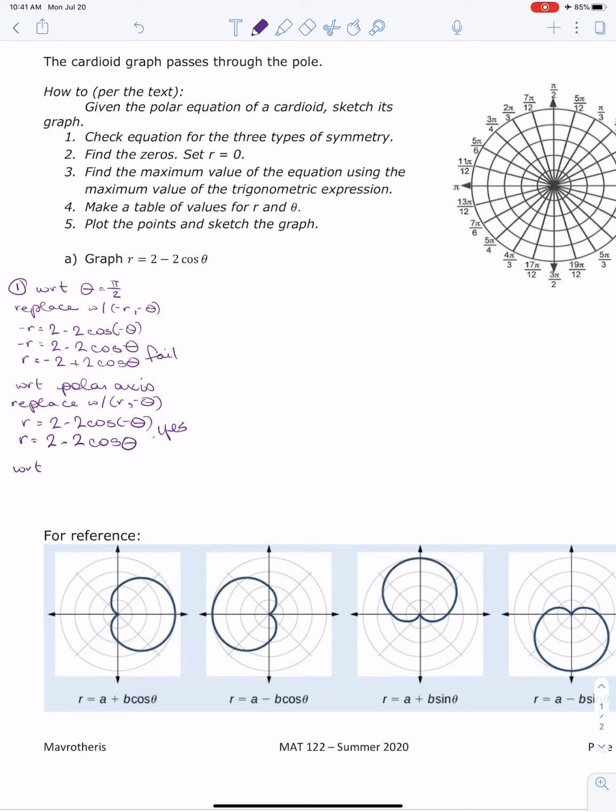And now we're going to look at symmetry with respect to the pole. And so we get that by replacing r theta with negative r theta. I get negative r equals 2 minus 2 cosine theta. And we already showed that that situation was a fail. Okay, so we're looking for this to reflect across that x-axis, that polar axis.